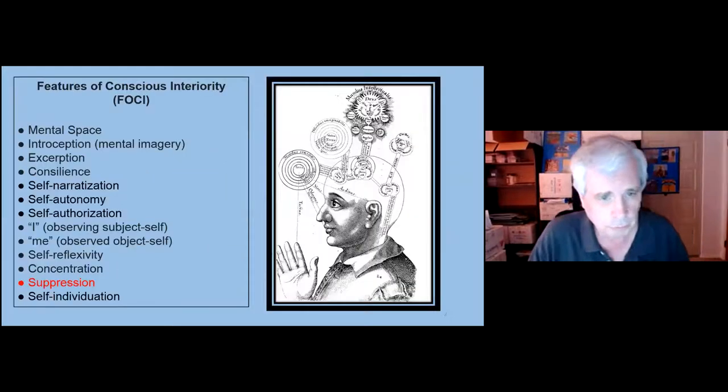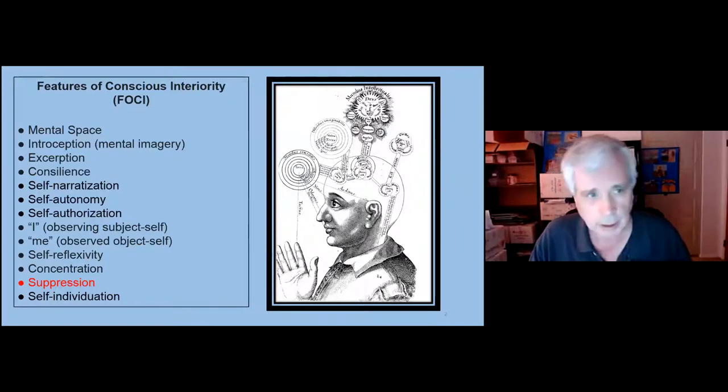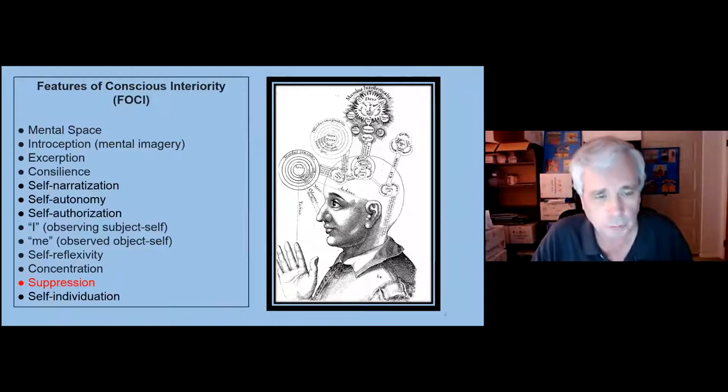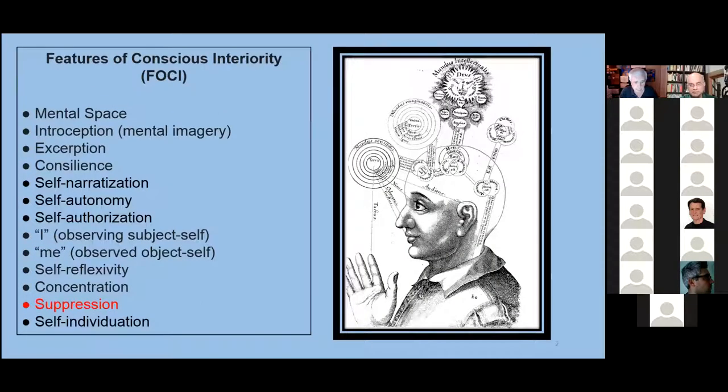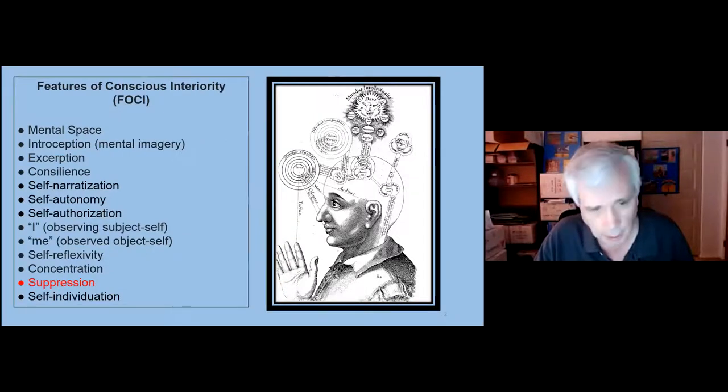So as I usually do, the first slide I show is a list of the features of consciousness, or conscious interiority. For those of you who have been to my talks before, you'll be very familiar with this. For those of you for whom this is the first time, some of this may not make a lot of sense right away, but hopefully that can be cleared up later if you have any questions. And so today, as I already have said, we're going to be discussing suppression. But like all these different features of conscious interiority, they actually interrelate and impact each other in subtle ways.